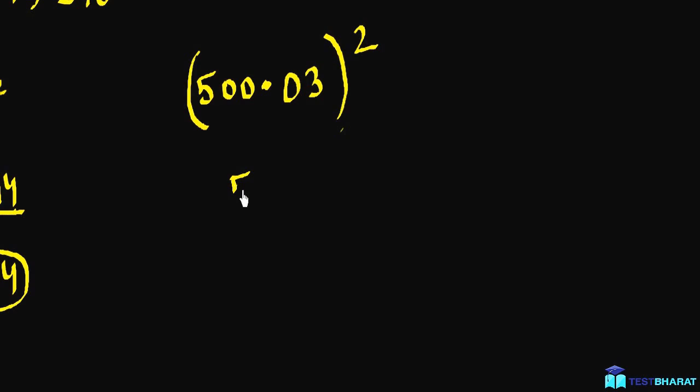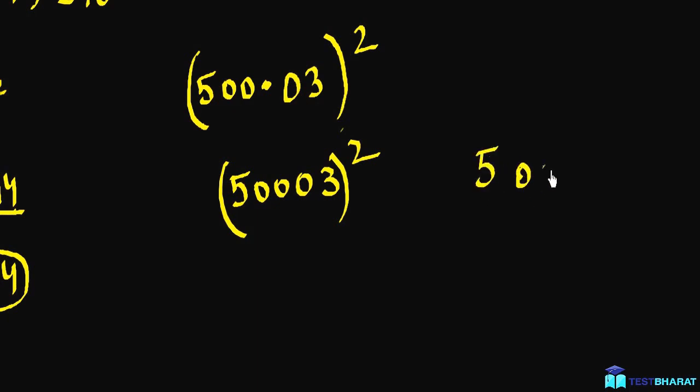So what we can do is, I can write it as 50003. If I know the square of this, then I can adjust it for decimal places. This is really very easy. So find out the square of this number. For this, I can take my base as 50,000, because the number is closer to 50,000. 50,003 it is. So my base is 50,000.